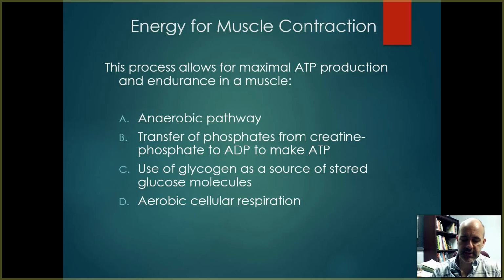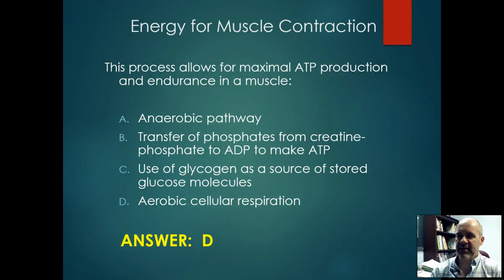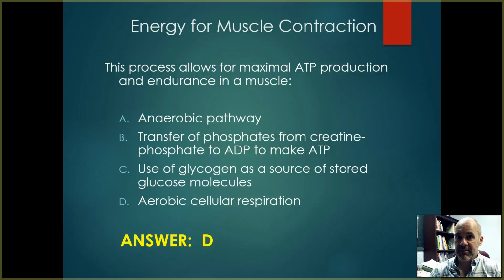All right, what process allows for maximal ATP production and endurance? So key word there is endurance. If you're thinking about an endurance runner, what method is that endurance runner using to generate most of the ATP needed for muscle contraction? And hopefully you're thinking here aerobic cellular respiration. That's the process that generates the most ATP. So starting with a certain amount of glucose or other nutrients, you're going to get the most bang for your buck. You're going to make the most ATP, harness the most energy by doing aerobic cellular respiration.